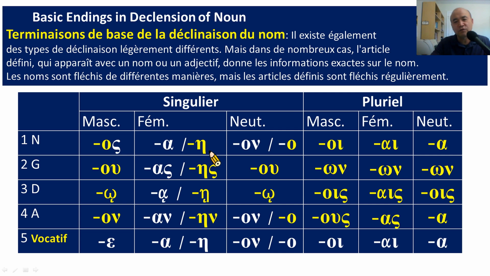As I said, you don't have to memorize all these declension patterns. Simply memorize the article declension pattern. That's the most important thing. You just have to know that they are almost identical with the endings of the articles, even though there are slight differences.